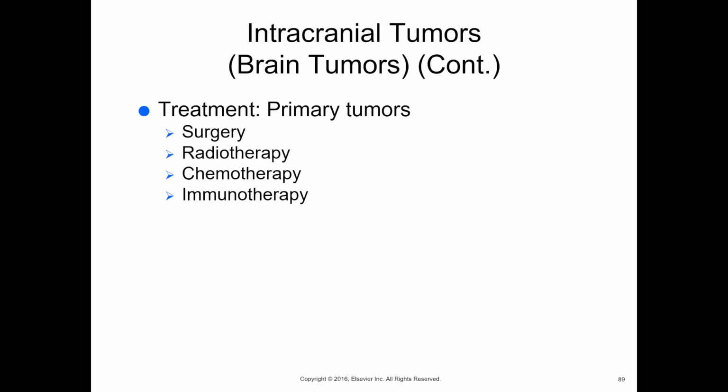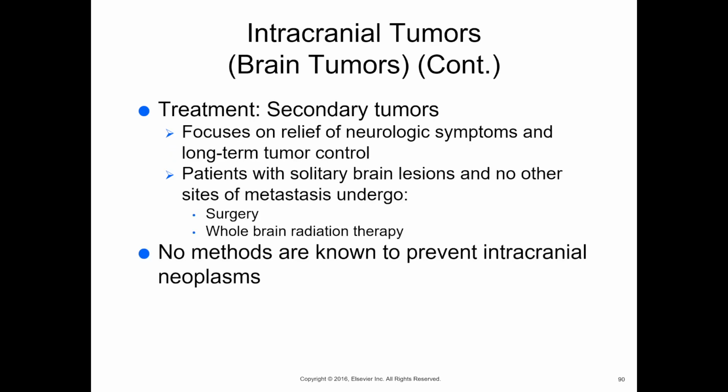So treatment of primary tumors, you're realistically looking for surgery, radiotherapy, chemotherapy, immunotherapy. It depends on the type of tumor, where it's at, etc. The key thing, though, unlike the rest of the body, benign and malignant tumors tend to be treated the same because of the fact that benign tumors tend to increase cranial pressure. Secondary tumors, these are metastatic. They're coming from other places, okay?